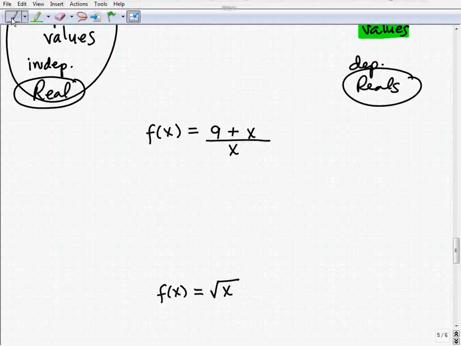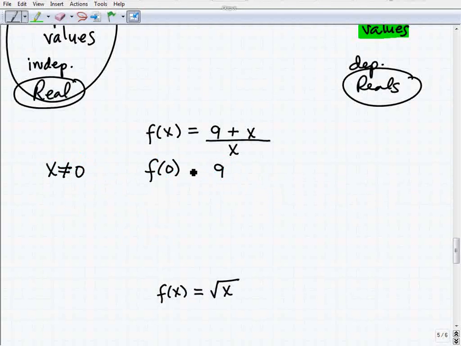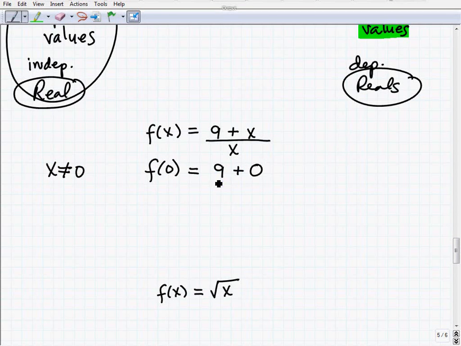What is the one number that will cause you problems here? Okay, it's f of 0. We cannot have x equal to 0, because if we did, we would have the function f of 0, 9 plus 0. That's okay, but we can never have 0 in the denominator. Okay, this is not allowed.